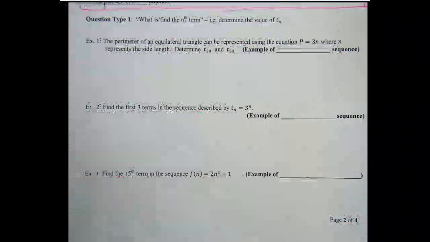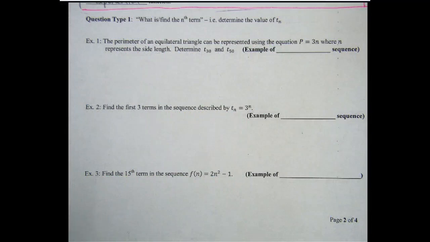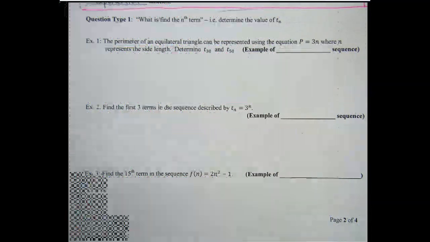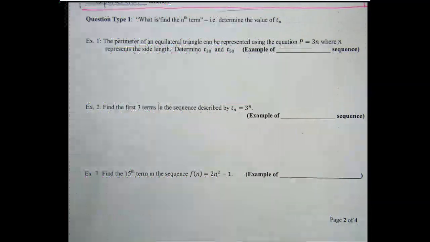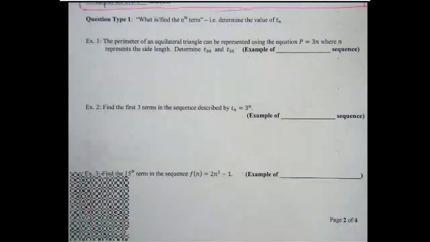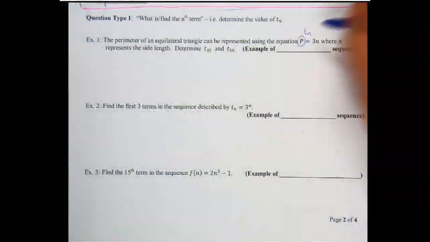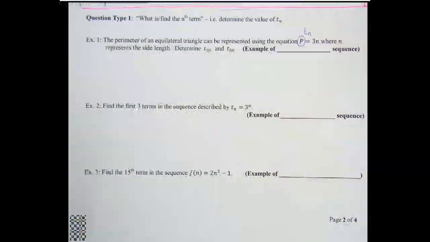All right, let's go over some different question types that you'll encounter. The first one is what is, or find, the nth term. So 10th term, 20th term, millionth term. This is asking you to determine the value of t subscript n. So in this first example, the perimeter of an equilateral triangle can be represented using the equation p equals 3n. So p in this case could be t sub n, where n represents the side length. Determine t30 and t50.